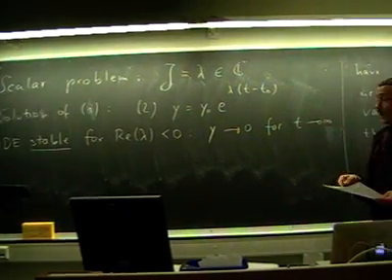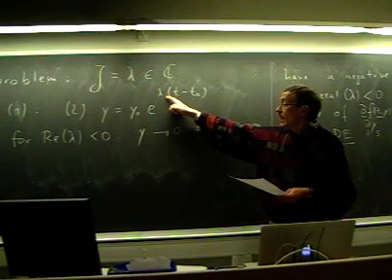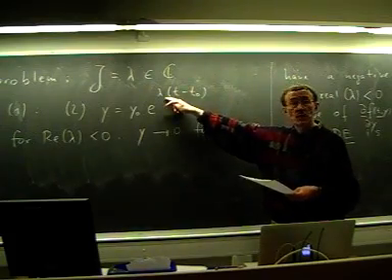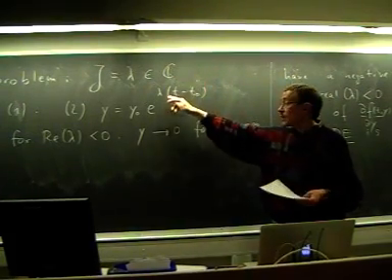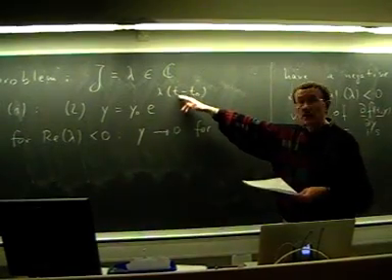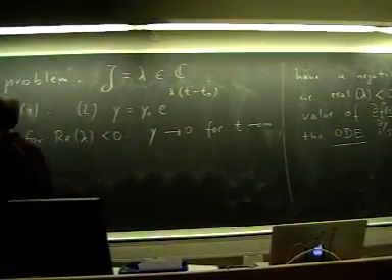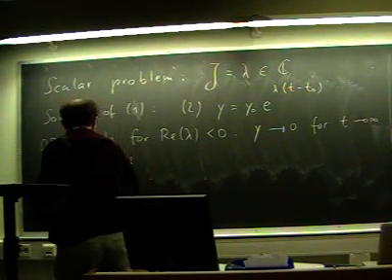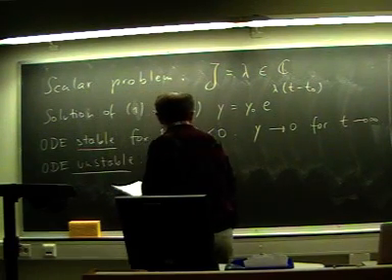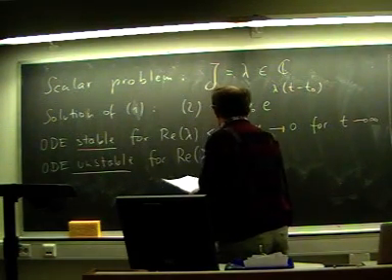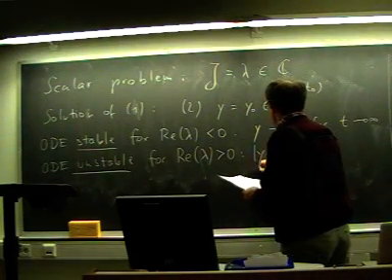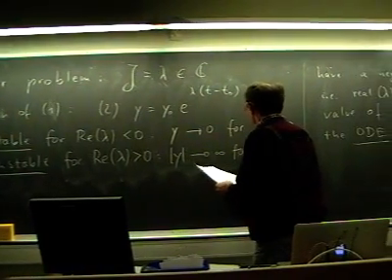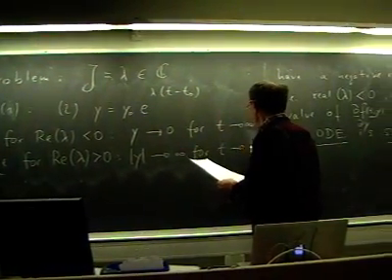On the contrary, if the lambda has positive real part, then the absolute value will explode. Then this goes to infinity. The exponential with a positive lambda goes to infinity as t goes to infinity. So then the ODE is unstable. The real part greater than 0. Then we see that the absolute value of y goes to infinity for t to infinity.